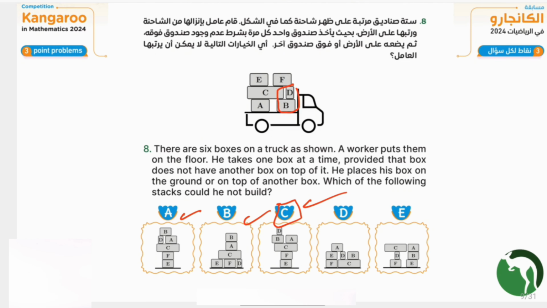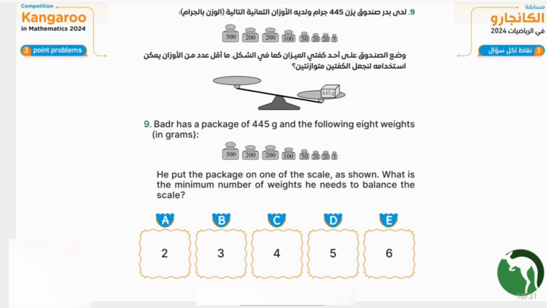Okay, now in question number 9, Badr has a package of 445 grams and the following 8 weights in grams. So he puts the package on one of the scale pans as shown. What is the minimum number of weights he needs to balance the scale? So we have on one side this package that is 445 grams. We need to put the minimum number of weights to balance the scale.